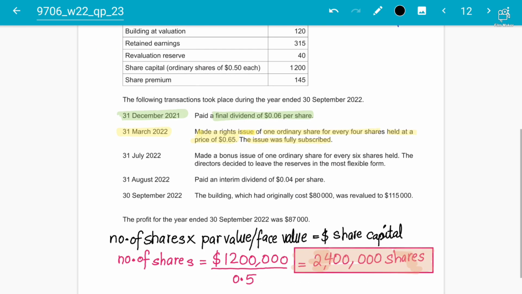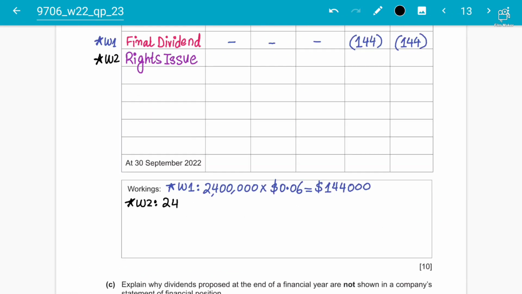So first thing will be that we are giving every shareholder one more share, those who have 4 shares. So I'm going to say that share rights issue will be 2,400,000 into 1/4. So that is going to be how many shares issued? So 2,400,000 into 1/4, that is basically 600,000. So 600,000 shares are being issued. That you need to understand, students, that 600,000 shares are being issued.